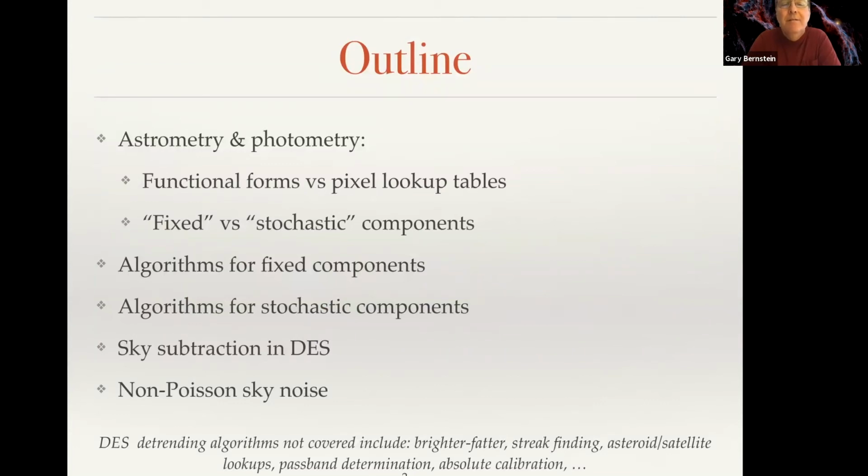First about the trade-off between just positing some functional form versus just building a big lookup table from the many, many billions of stellar observations that LSST will have. And I will make a distinction between things that are kind of steady, like instrument distortions, versus stochastic things like the atmosphere. And if there's time at the end here, I'll talk about some sky subtraction and some other aspects of sky noise that we've been looking into lately.